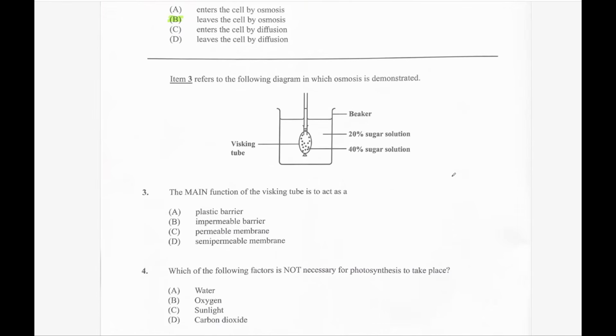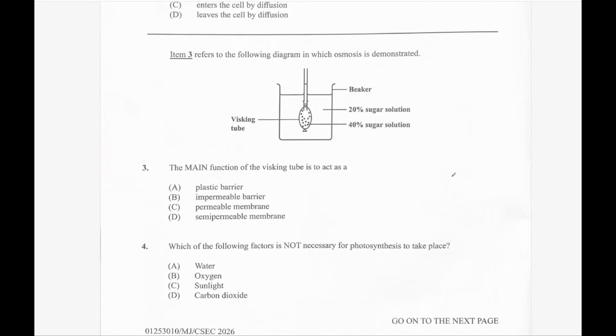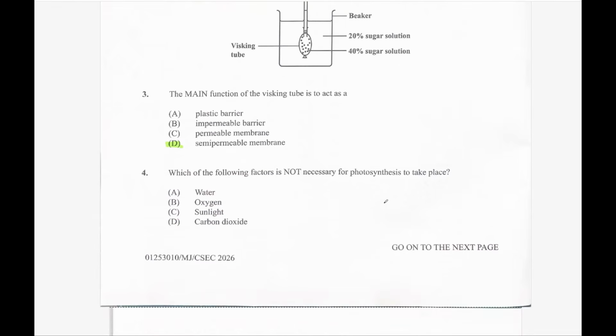Item 3 refers to the following diagram in which osmosis is demonstrated. The main function of the Visking tube is to act as a semi-permeable membrane. D is the answer for number 3. Moving on to number 4.